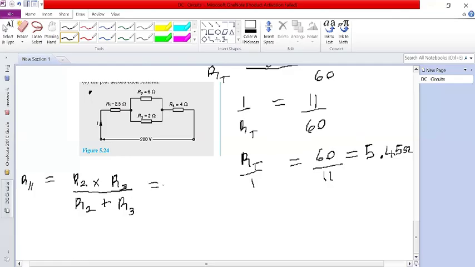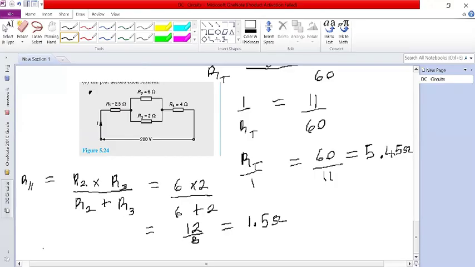So if we substitute values, R2 is 6, then R3 is 2, then the sum is 6 plus 2. So if we simplify this, this is like a 12 over 8. So 12 over 8 is equivalent to 1.5. Okay. Then the other resistors, they are connected in series.